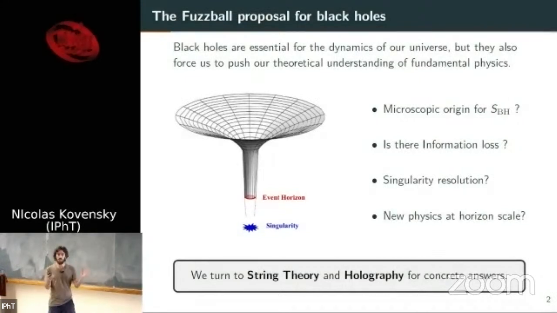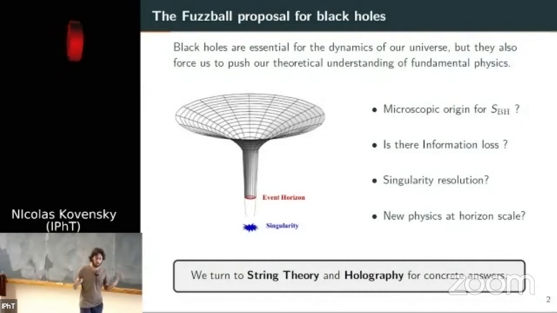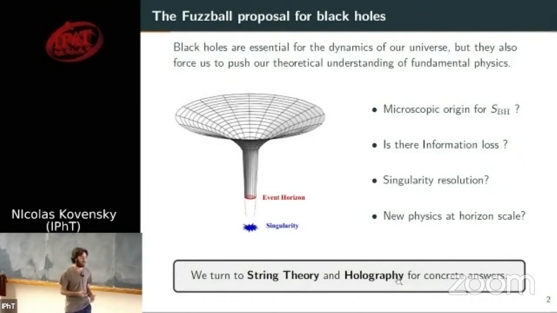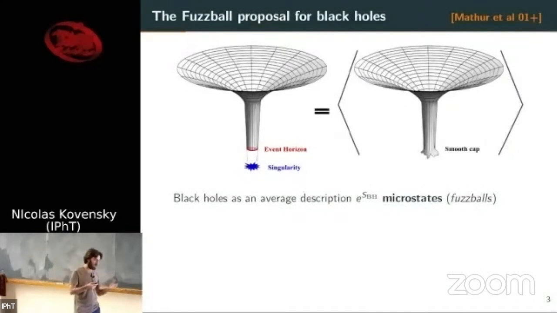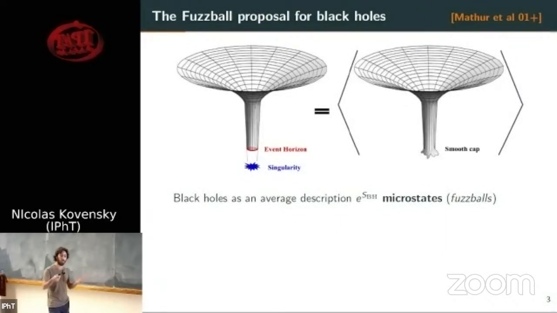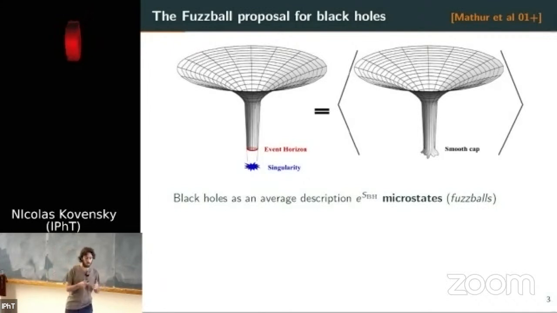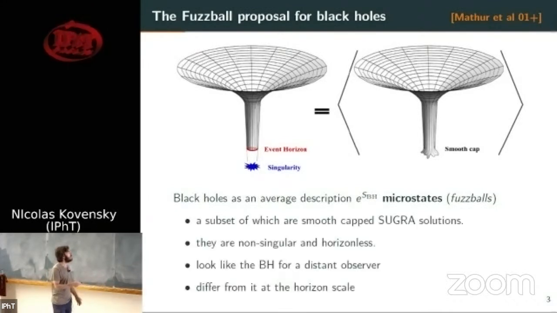For some of them the answer is more precise, for some of them it's more quantitative. But most of the information we get comes from using string theory and holography as techniques. The idea is that we think of these black holes as some average description of an exponential number of microstates, a subset of which are well described within supergravity. They have no horizon, they are smooth, they look like the black hole for a distant observer, and they differ from it at the horizon scale.